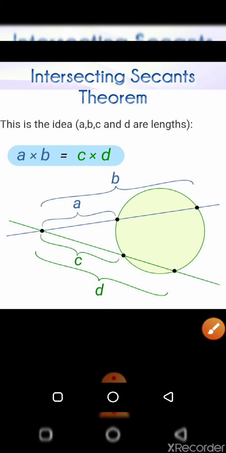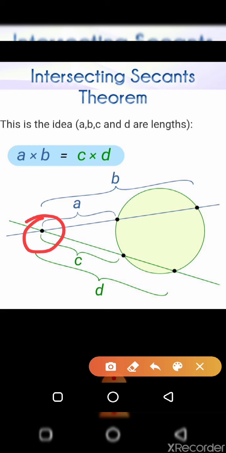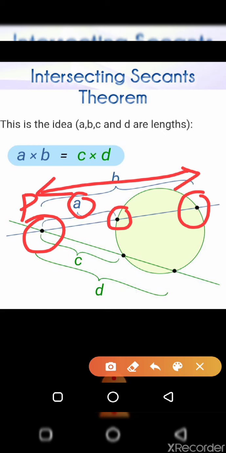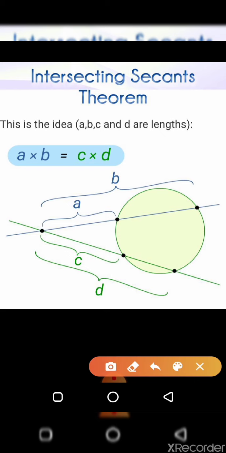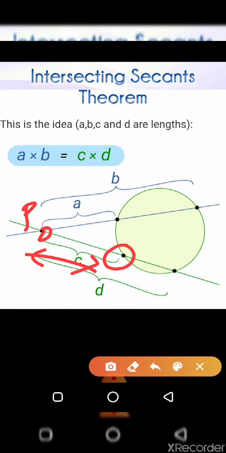So what I'm trying to say is that the distance from this point of intersection to this point on the circumference of the circle is A, and the distance from this point of intersection to this point on the circumference of the circle is B, and also the distance from the point of intersection of these two straight lines to this point on the circumference of the circle is C, and also the distance from this point of intersection to this point on the circumference of the circle is D.